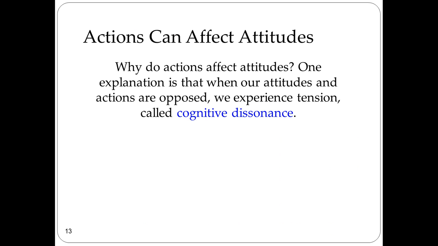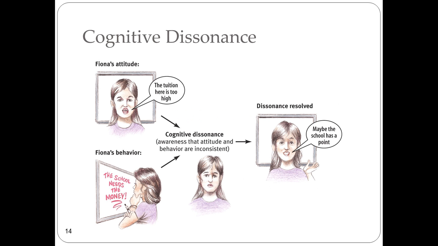So this is what I was saying earlier about if they don't line up, that leads to cognitive dissonance. Let me give you another example. The tuition is too damn high, but the school needs money. So knowing both of those beliefs leads to a sensation of discomfort for Fiona. She resolves that discomfort by saying, you know what, maybe the school does need the money. I'm going to accept the fact that the tuition is high because I'm getting something out of it. So we engage in reducing cognitive dissonance every single day.